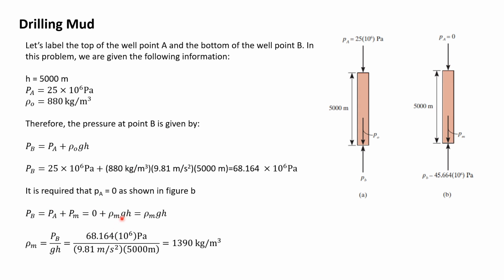So this is zero, so you're left with the density of the mud times g times h is equal to the pressure at B, so you can solve for the density of the mud. You get the pressure divided by g h. So you can plug this in, calculate, and you get 1,290 kilograms per cubic meter. That has to be the density of the mud in order that the pressure at A be zero.